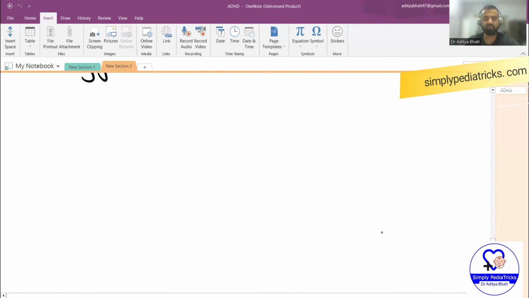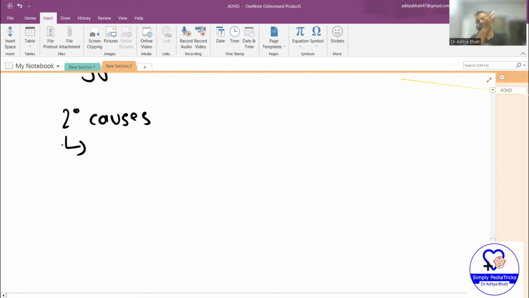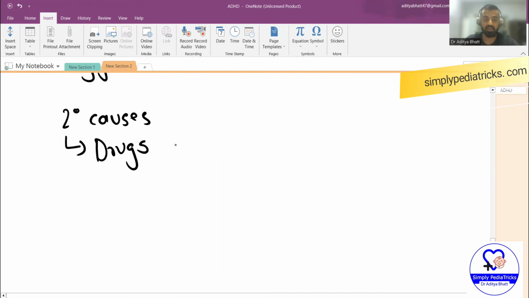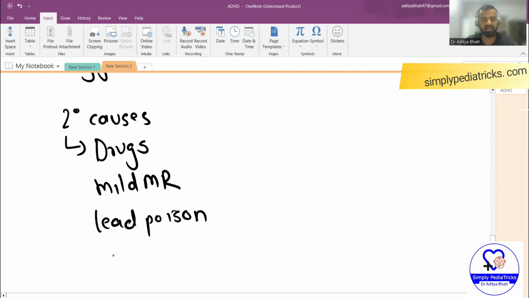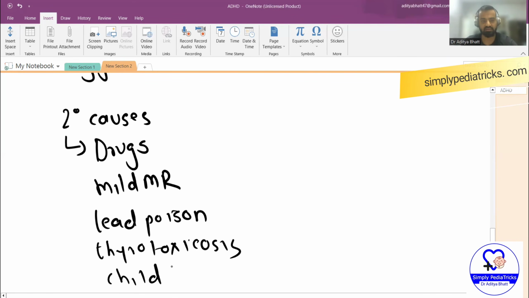Now, what are the secondary causes of ADHD? Secondary causes that should be ruled out before you make the diagnosis of ADHD. See, ADHD should be diagnosed only if all other secondary causes are ruled out. So, what are the secondary causes? Drugs like vigabatrin and phenobarbital, or mild MR, or pervasive developmental disorder, or lead poisoning, or thyrotoxicosis, or child abuse. So these things have to be ruled out.